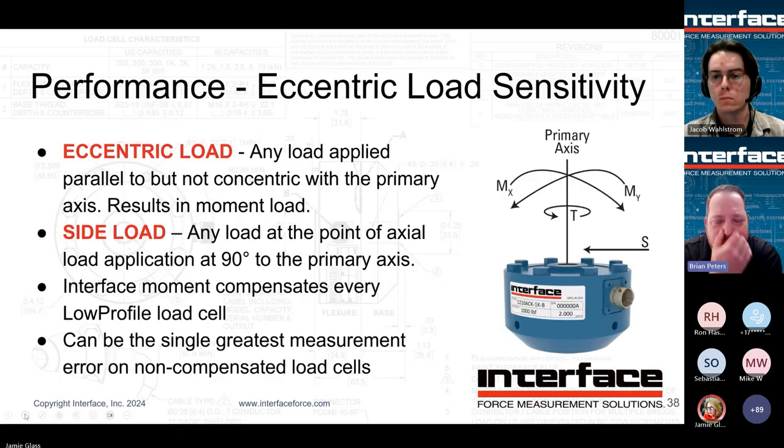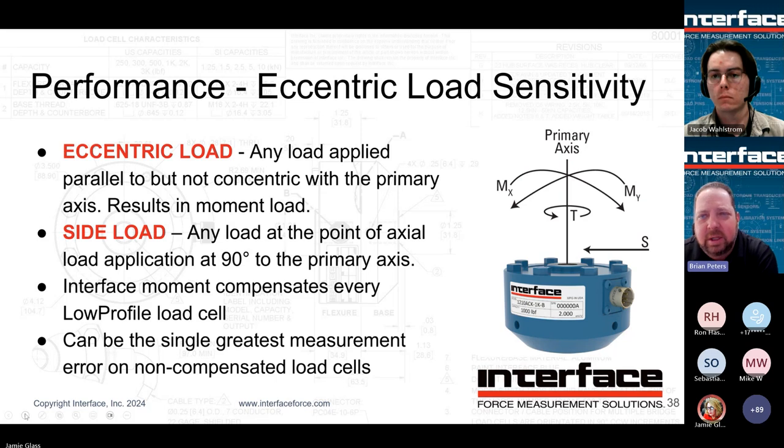All right, and then the mechanical aspects, eccentric load, side load. These are actual specs that we list on all of our moment compensated load cells. So all of our low profiles, which will be our 1000 series fatigue, our 1200 series workhorse, precision model, as well as our 1100 series premium precision family. We will spec out the eccentric and side load sensitivity on there because we test for it. It's something to pay attention to.